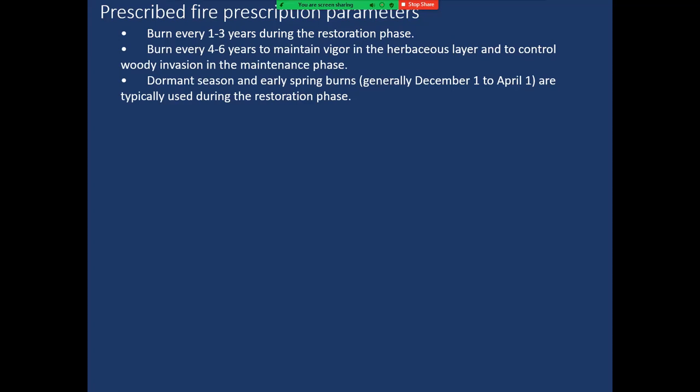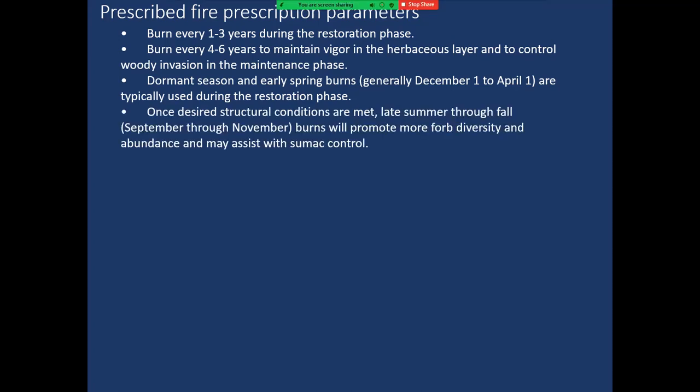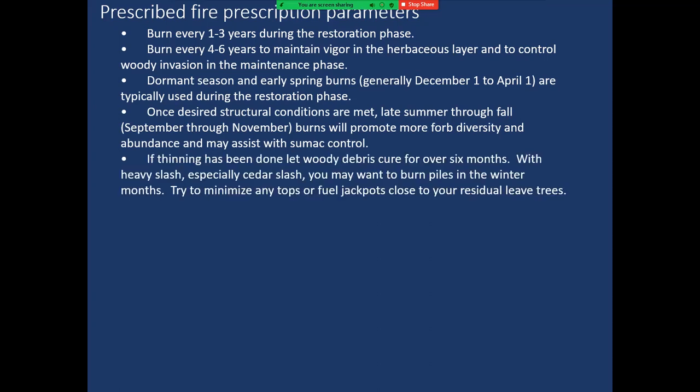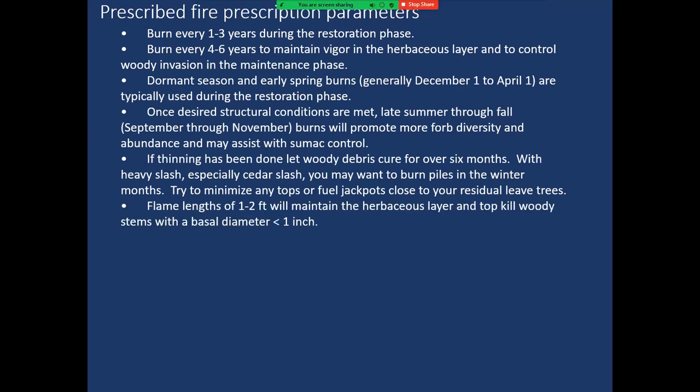Dormant season and early spring burns are typically used during the restoration phase. Once desired structural conditions are met, late summer through fall burns promote more forb diversity and abundance and may assist with sumac control. If thinning has been done, let the woody debris cure for over 6 months. With heavy slash, especially cedar slash, you may want to burn piles in the winter months. Try to minimize any tops or fuel jackpots close to your residual leave trees.